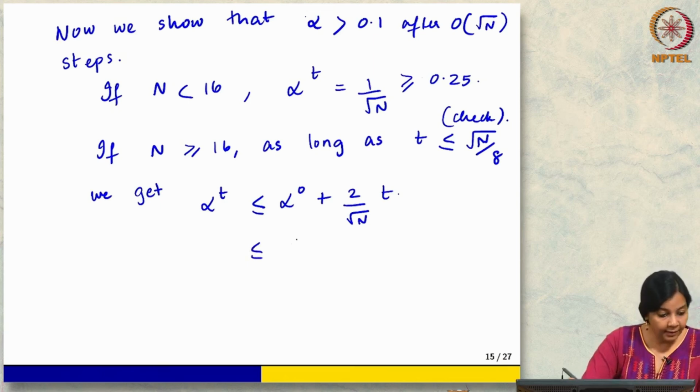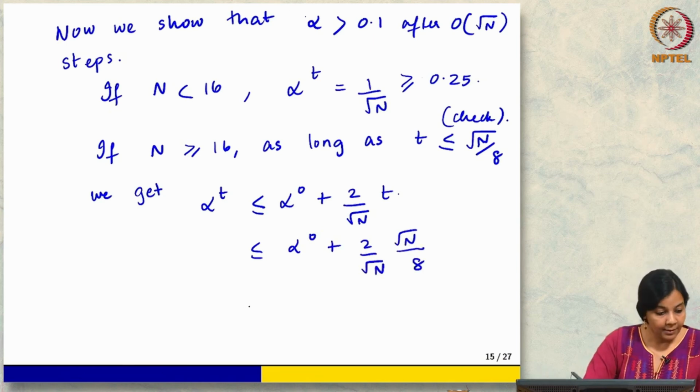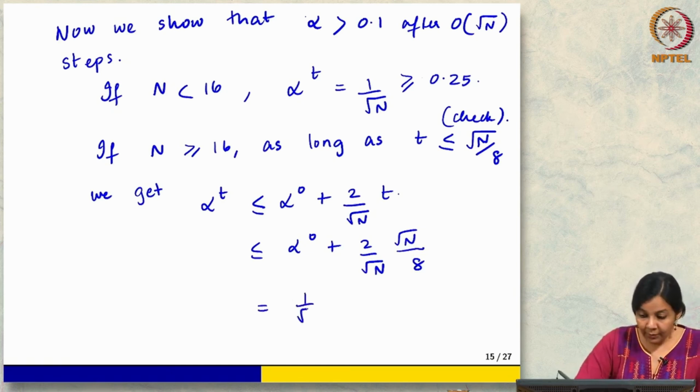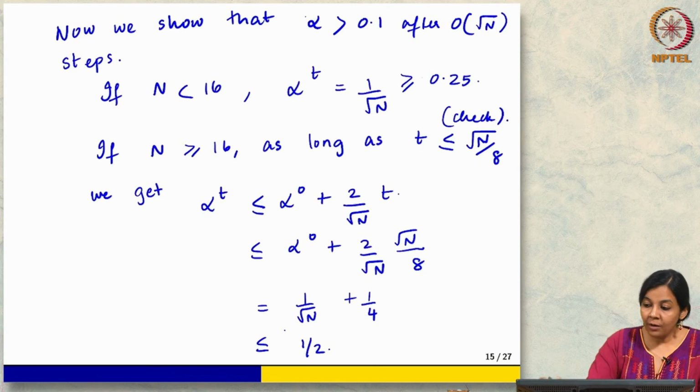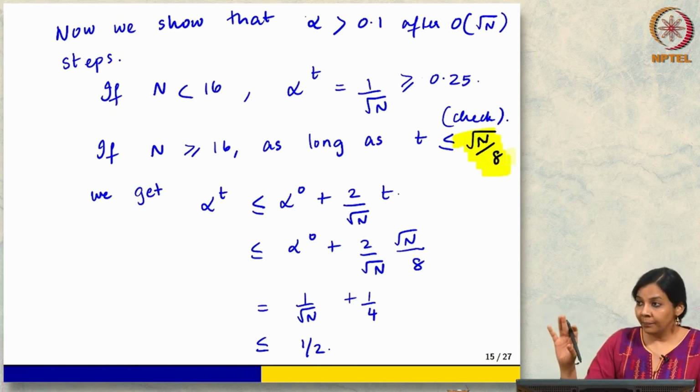So, this is less than or equal to alpha 0 plus 2 over root n over 8, right. So, alpha 0 is just 1 over root n plus 1 over 4. Okay. So, this is less than half. So, this means that for root n over 8 steps, I can keep growing by 1 over root n, you see. So, what did we show?